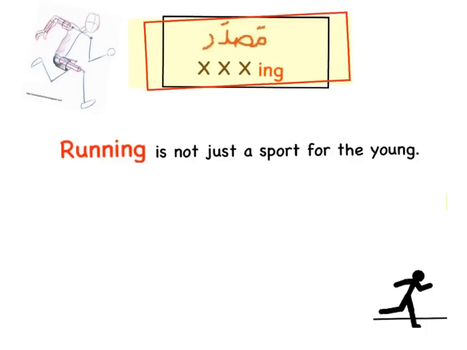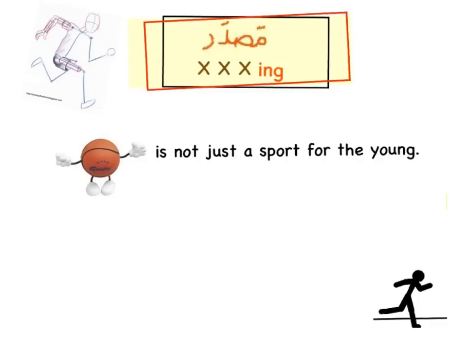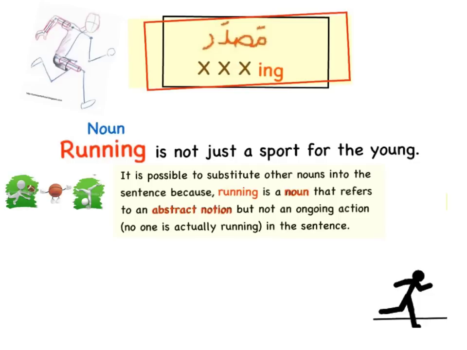Okay, let's take a closer look at masdar as an ing form in English. So we have the example, running is not just a sport for the young. In this example, running is a noun. So we can replace running with, for example, gymnastics. Gymnastics is not just a sport for the young. Or basketball is not just a sport for the young. Football is not just a sport for the young. It is possible to substitute other nouns into this sentence because running is a noun that refers to an abstract notion but not an ongoing action. No one is actually running in this sentence.